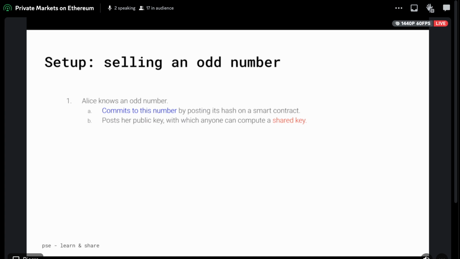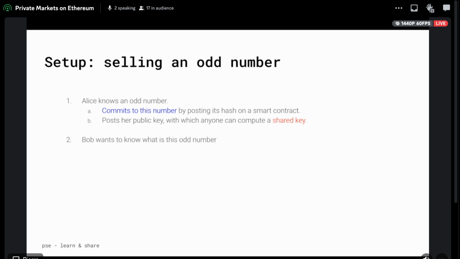Then what she will do is post her public key, with which anyone can compute a shared key using, for instance, ECDH, elliptic curve Diffie-Hellman. Here it's written in red because it relates to the encryption proof, where the seller will show that he has encrypted the data, so here Alice, with some shared key.